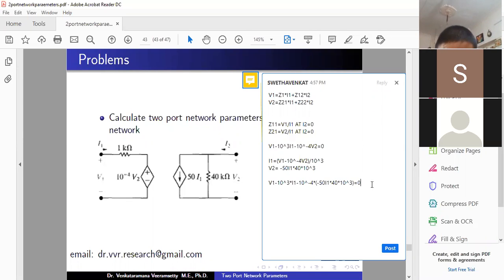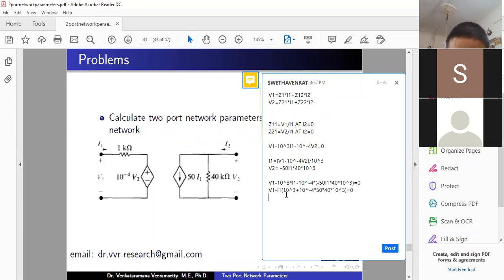Right. So now look, here I have the I1 expression and here also I have the I1 expression. So V1 minus, if I take I1 common, what expressions do we have here? Taking I1 common, here we have 10 power 3. And here, this is a minus sign and this is a minus sign, so minus into minus becomes plus. So here we have 10 power minus 4 multiplied with 50, because this minus sign is already transferred here and it becomes plus, into 50 into 40 into 10 power 3, right? That equals 0.